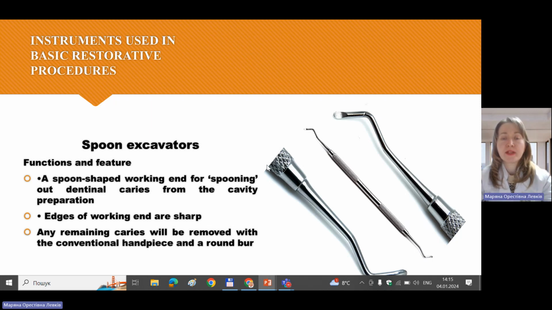In this lecture, I mainly focus your attention on the excavator, as this is the instrument that is used for manual caries removal. The spoon excavator, in this picture you can see. The function of this instrument is to remove decay from the caries cavity manually. The working ends, you can see, are small spoons. They are sharp enough to excavate decay. It is a double-ended instrument, and the working ends are bent at right angles. Any remaining caries will be removed with the conventional handpiece and a round burr in the next steps of caries cavity preparation.